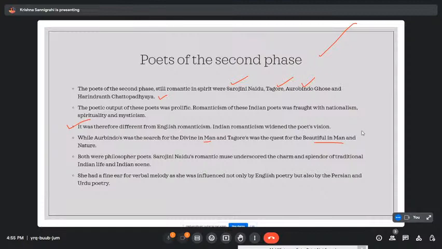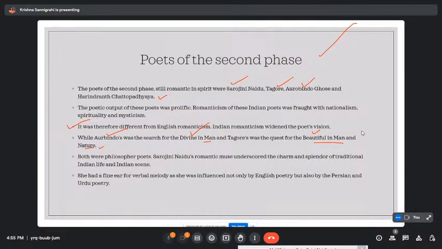So for the poet Aurobindo, it was the search for the divine, divinity, God in man. For Tagore it was the quest for the beauty or beautiful essence in man and in nature. So this is what Tagore wanted to find out. Both were philosophers, or poets as philosophers, and Sarojini Naidu's romantic muse underscored the charm and splendor of traditional Indian life and the Indian scene.